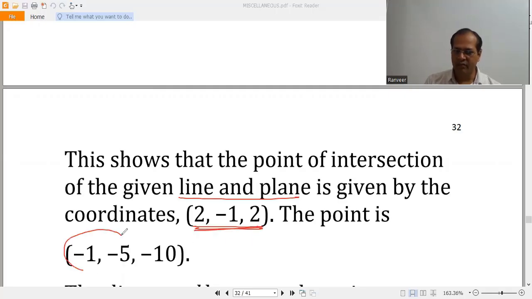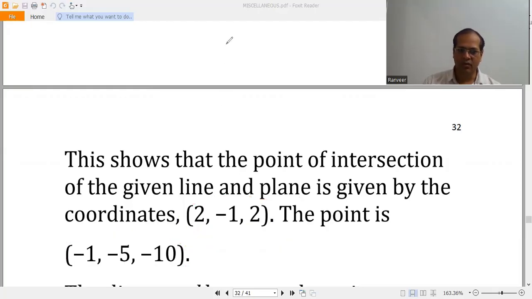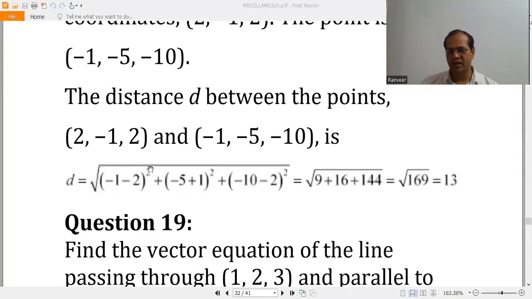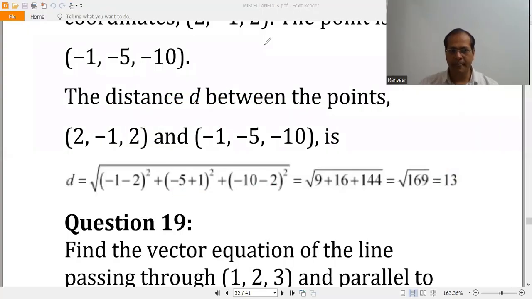And another point is given, -1, -5 and 10. So for the distance formula, we apply x2 minus x1 whole square, y2 minus y1 whole square plus z2 minus z1 whole square. So the most important thing is to find the point of intersection. After that, we apply the distance formula: 2 minus -1 whole square, plus -1 plus 5 whole square, plus 10 minus 2 whole square, and the value is 13. In this way, we can find the distance between two points.